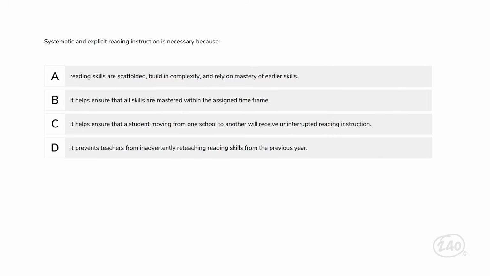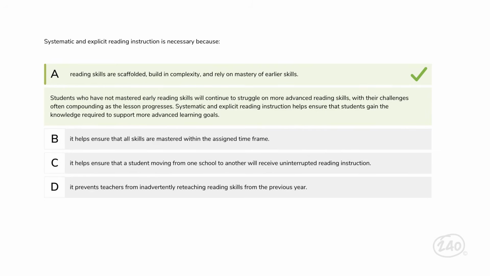Now for the reading pedagogy domain. Systematic and explicit reading instruction is necessary because reading skills are scaffolded, build in complexity, and rely on mastery of earlier skills. Instruction should be systematic. That means there's a plan that works through a purposeful order. And explicit. That means direct, to help ensure that students gain the knowledge required to support more advanced learning goals.